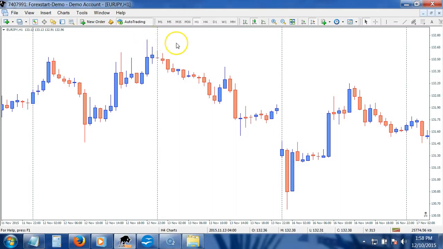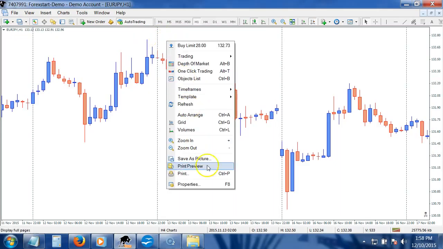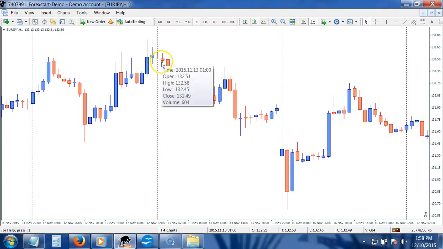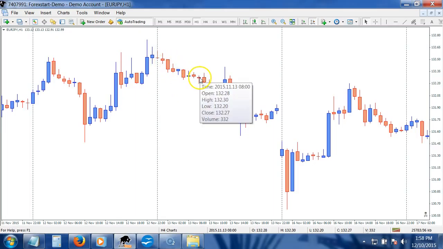And how we verify that is that we put the show period separators onto our charts, and then we count 8 candles from the new period. 1, 2, 3, 4, 5, 6, 7, 8, or it could be this one if you include this particular candle at the midnight hour.